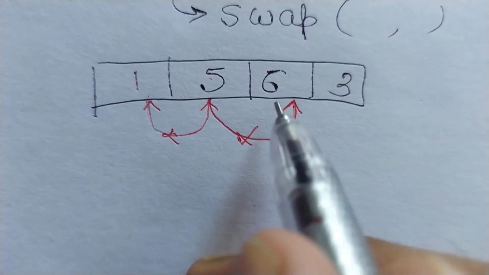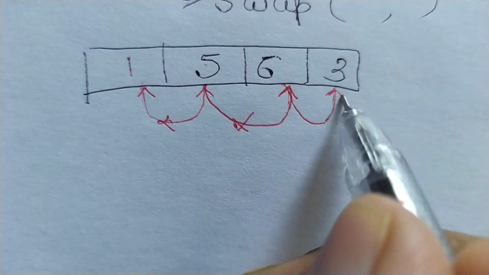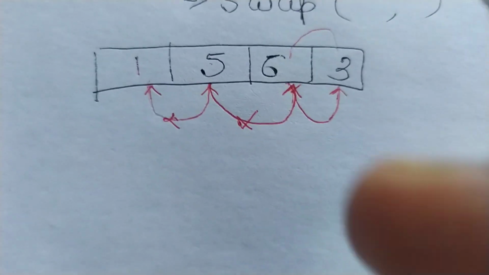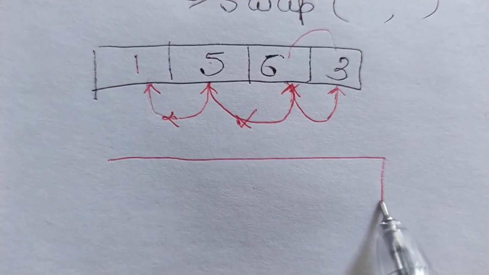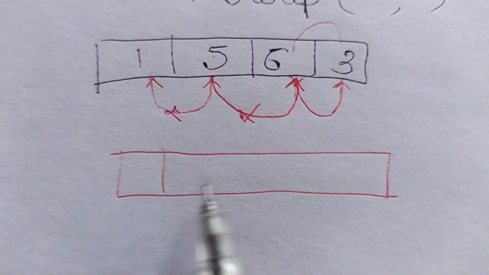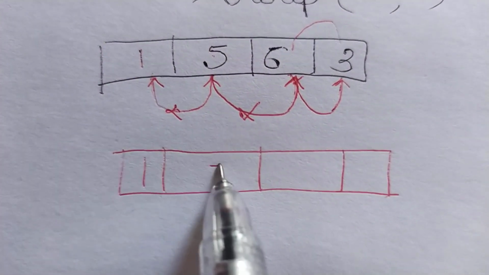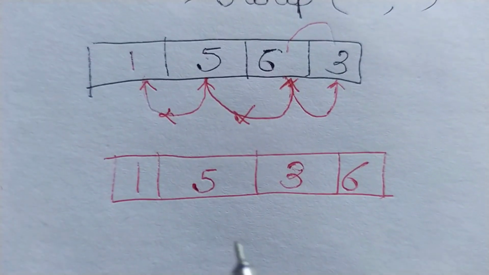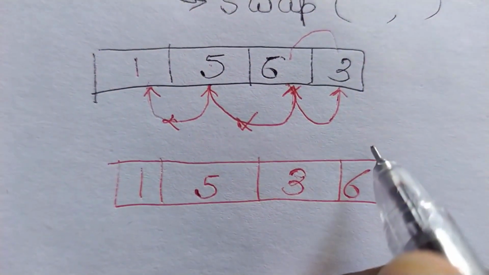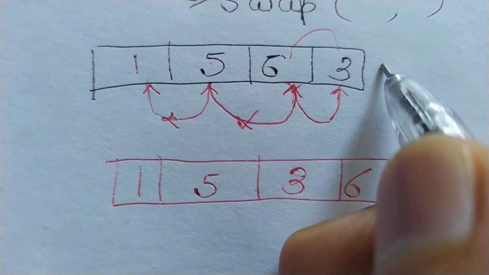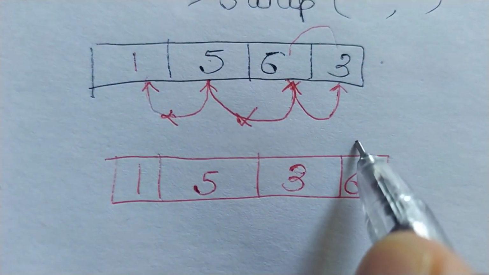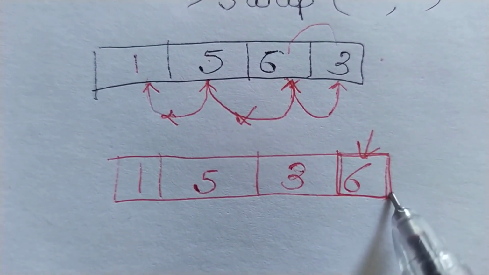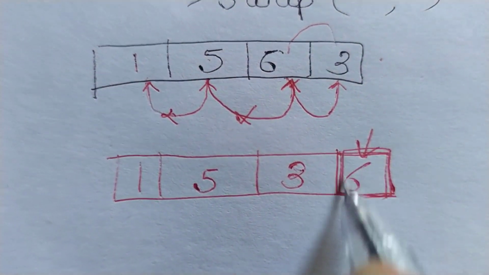But here we can see that 6 and 3 are not in correct order. So what we're going to do is swap them. So our array will become 1, 5, 3 and 6. One important thing to observe is that in the very first iteration of this swapping, we found that the maximum element is at the very last index.